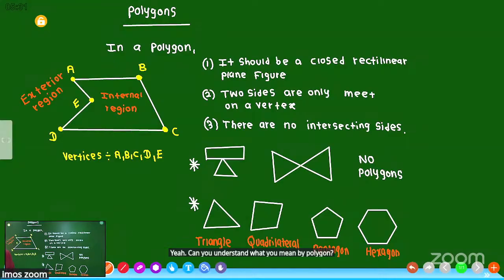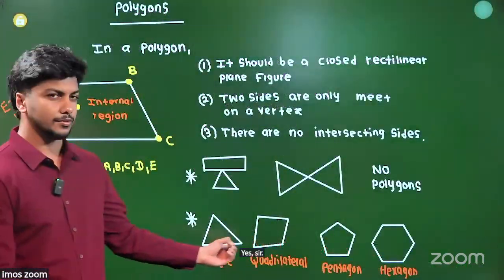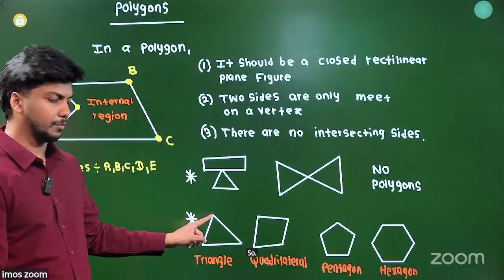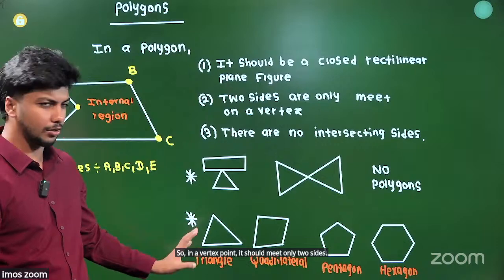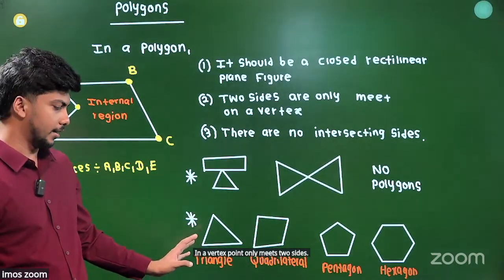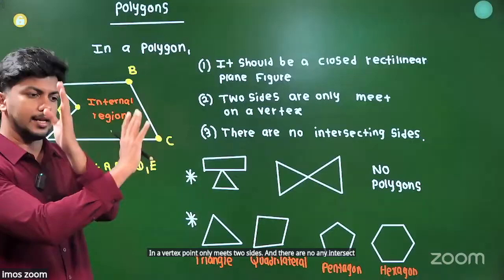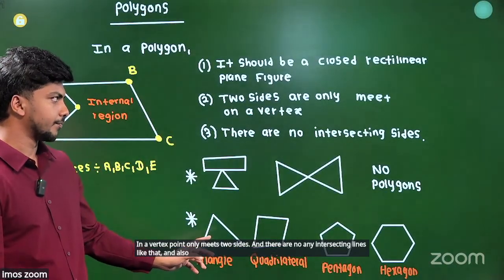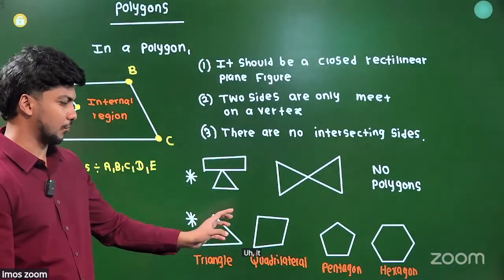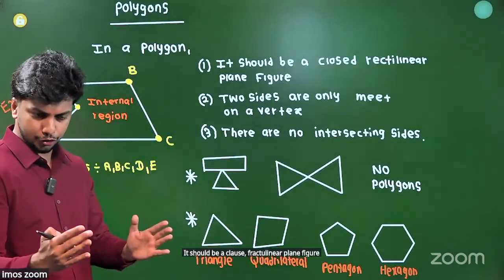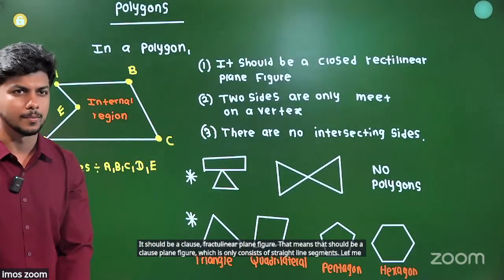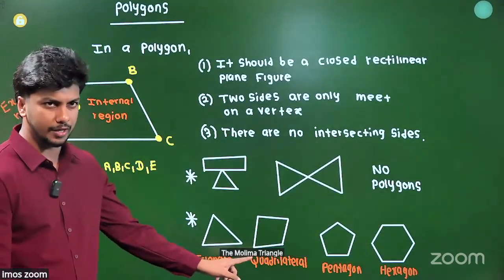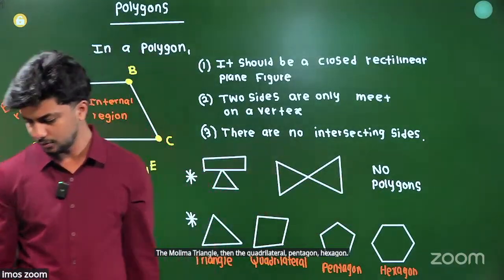Can you understand what you mean by polygon? Yes, sir. These are the polygons. In a vertex point, it should meet only two sides, and there are no intersecting lines like that. Also, it should be a closed rectilinear plane figure. That means it should be a closed plane figure which consists only of straight line segments. Triangle, then quadrilateral, pentagon, hexagon. You got it right?